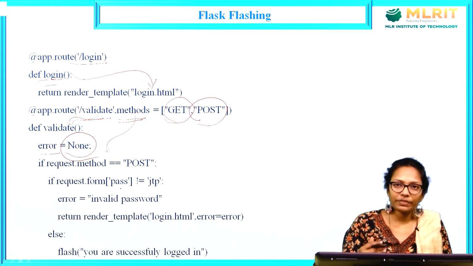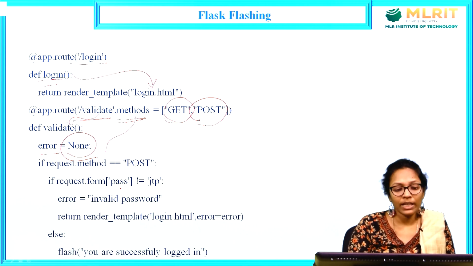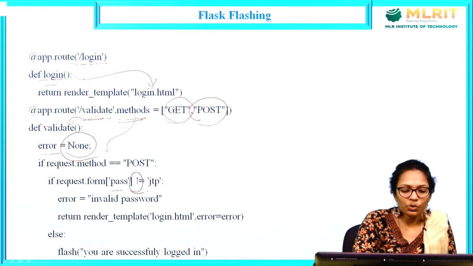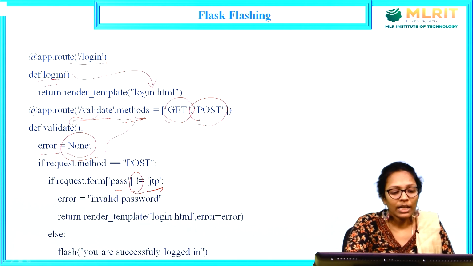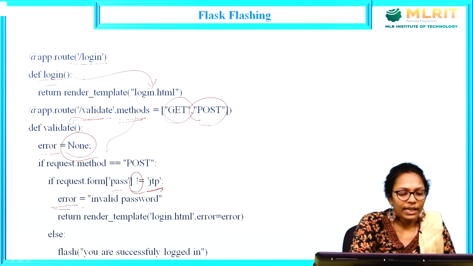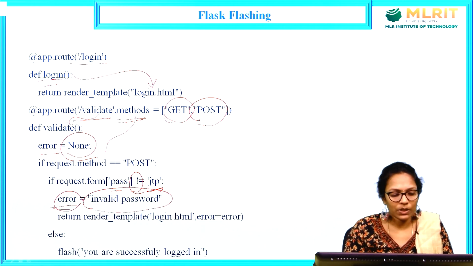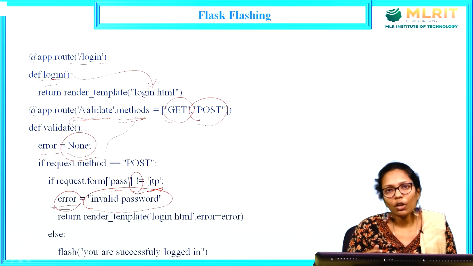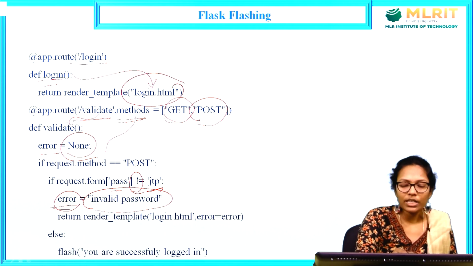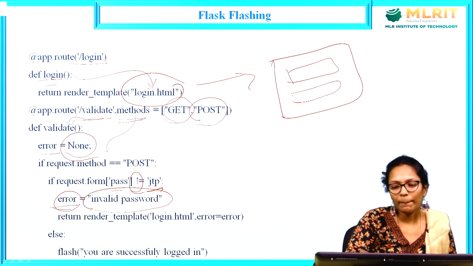Here in the front end of the application we have username and password, but I'm focusing only on the password. My password should be JTP. If the password is not JTP, then what are you doing? You are assigning invalid password to error. So error is invalid password. Then I want to display this error information. Where do you want to display it? Again in login.html only. This login.html is your front end, where it is reading the username and password fields.